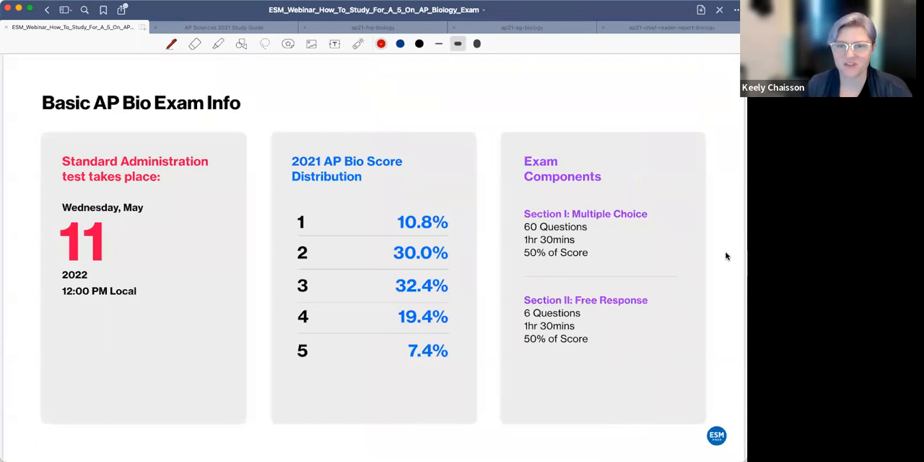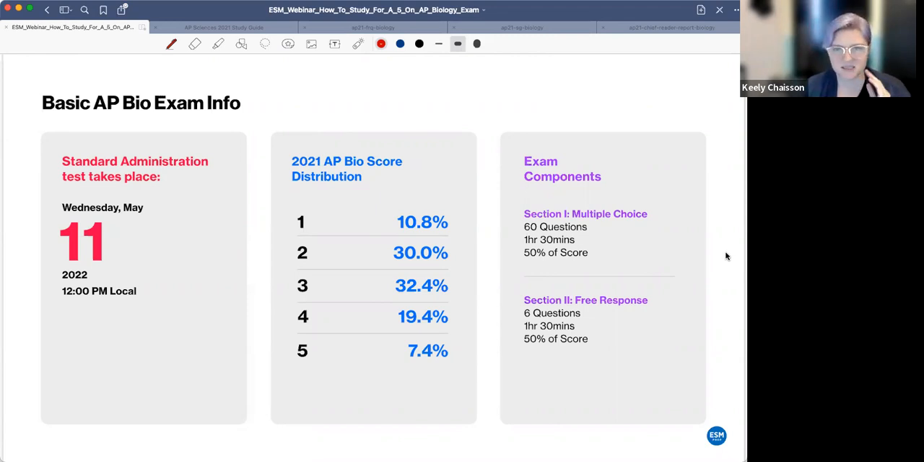So starting off with our very basic info, the standard administration for the test this year takes place on Wednesday, May 11th. Hopefully if you are not doing a standard administration test, you already know when you are taking yours. Most of you will be taking it on this day at this time. And hopefully you know the basics of what you're getting into.